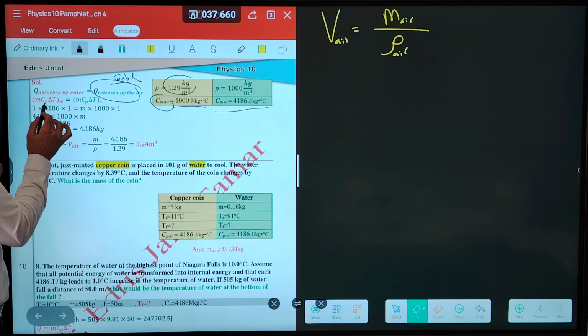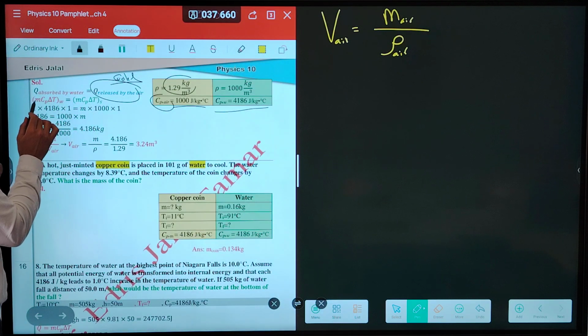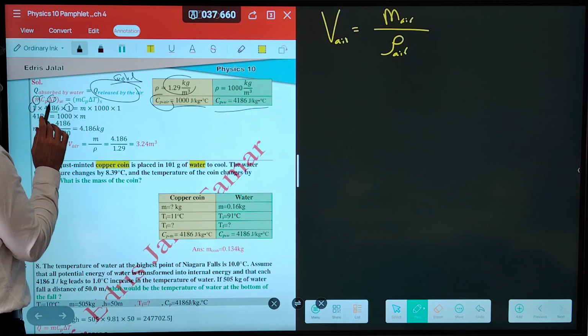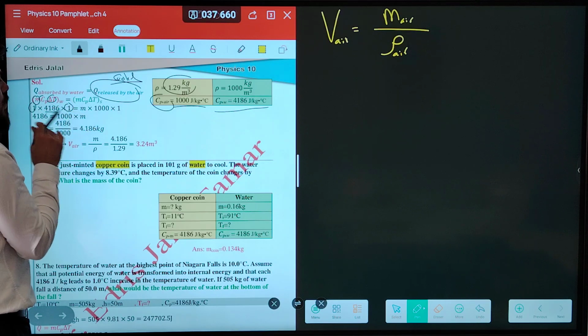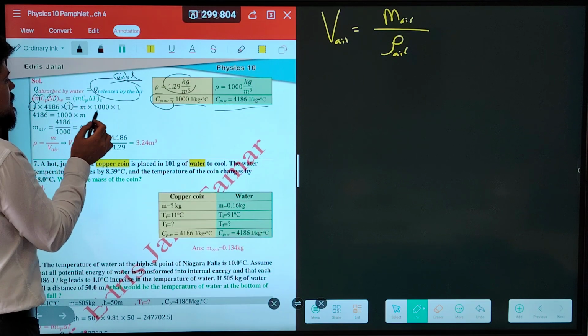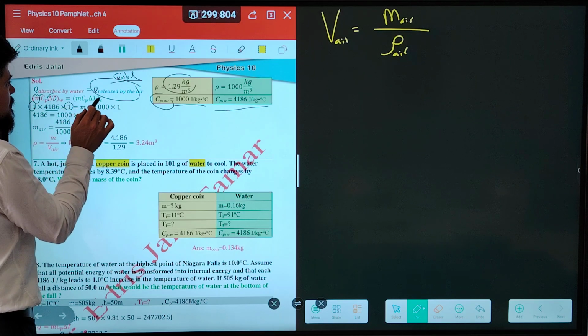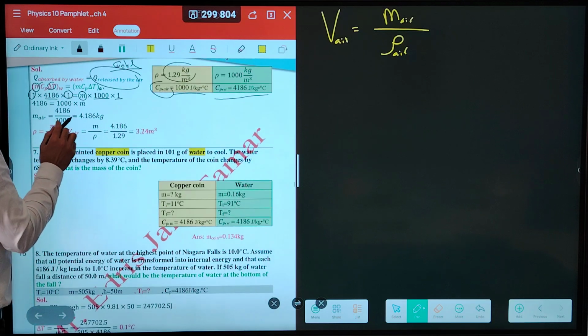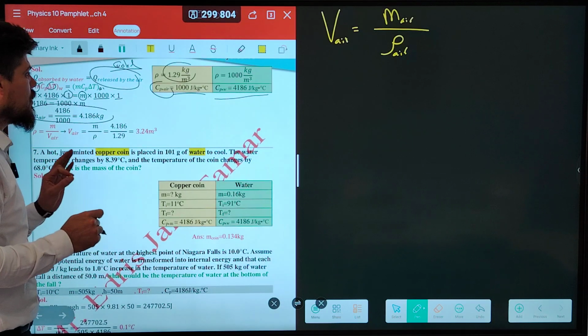You have to equalize both Q for water and for air. For water, mass is 1 kilogram, Cp is 4180, delta T is 1 Celsius. We don't have T initial and T final, delta T is directly given. For the second substance, air, the mass is unknown, Cp is 1000, and delta T is 1. So in this way you can find the mass of air.